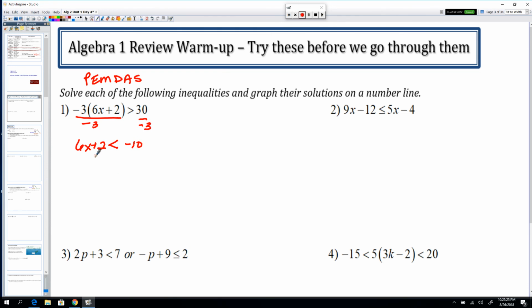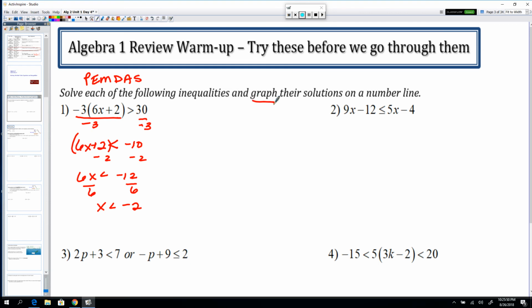Then, there are of course no exponents to tackle, so we finish out what's going on inside these parentheses here. In order to continue to isolate x, we subtract 2 from both sides. Subtracting 2 from both sides does nothing to the direction of the inequality. We get to keep it as a less than. And then we divide by 6 to get x is less than -2.